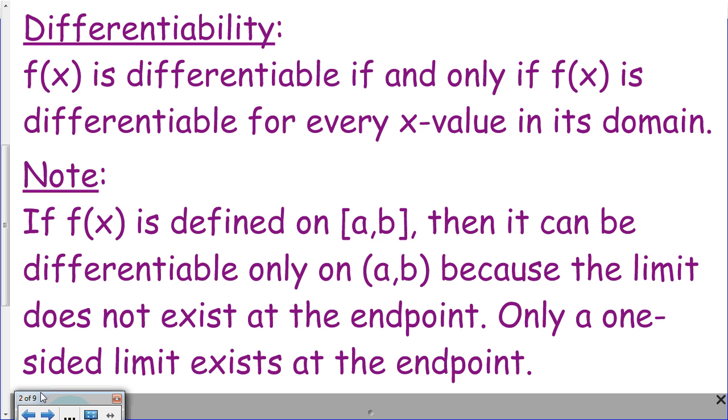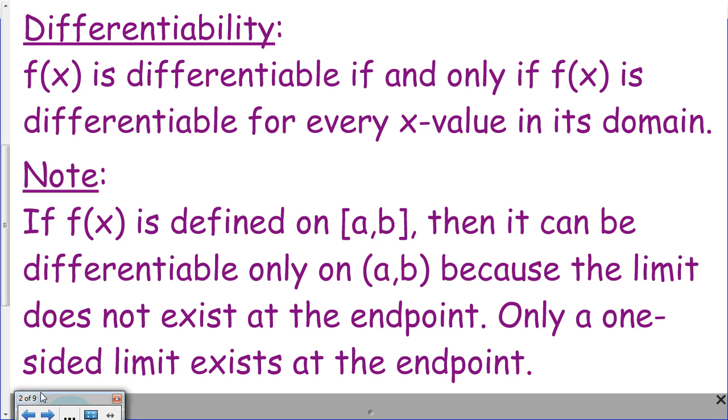So if f of x is defined on a closed interval, then it can be differentiable only on the open interval. And the open interval means that we are not including the endpoints, so that's all values between a and b, but not a and b. And we use parentheses to illustrate that. And that's because the limit does not exist at the endpoint.